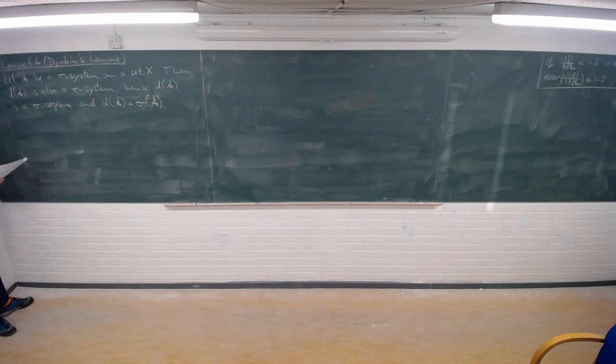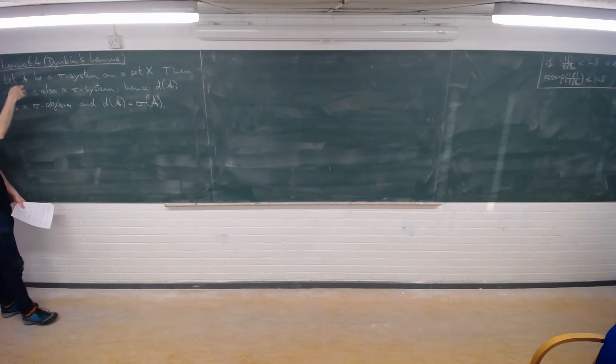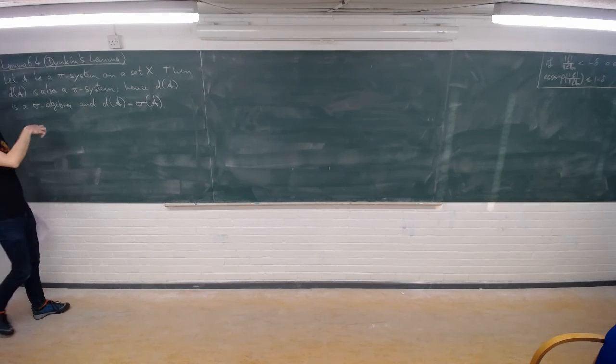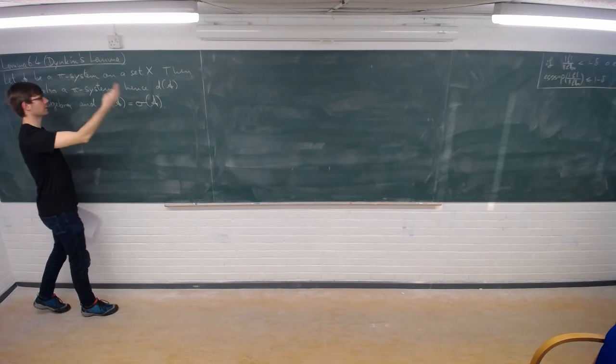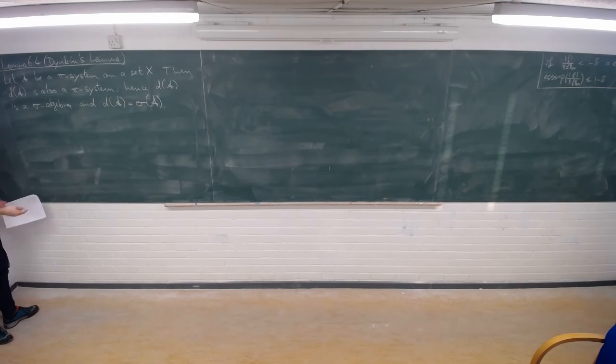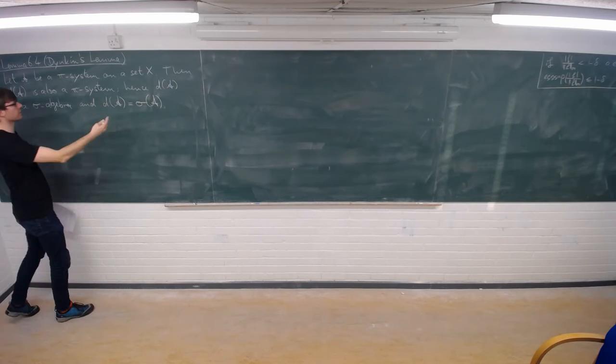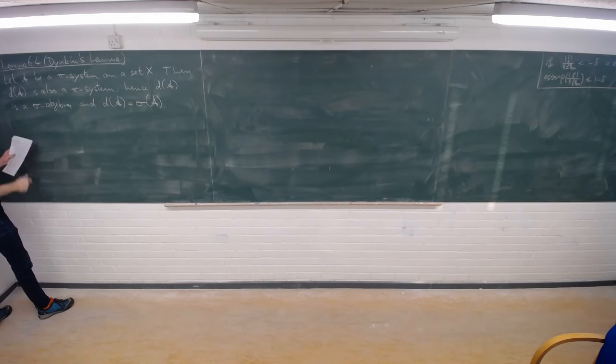So this is neat. This gives us a procedure for constructing sigma algebras, right? You start with a pi system, you take the D system generated by it, and you get a sigma algebra. And you don't just get any sigma algebra, you get the sigma algebra generated by A. Okay.